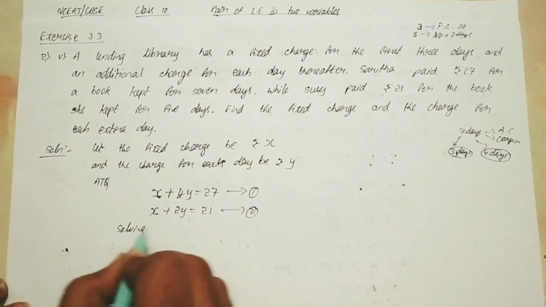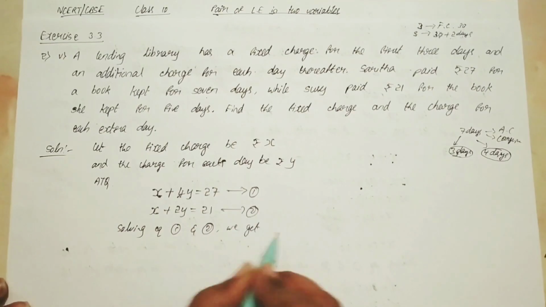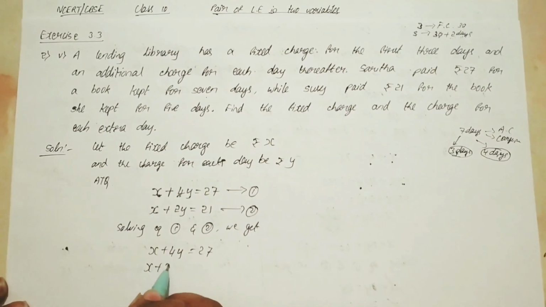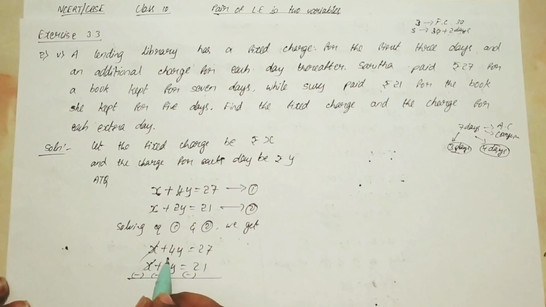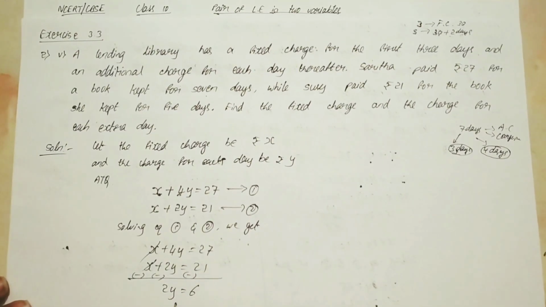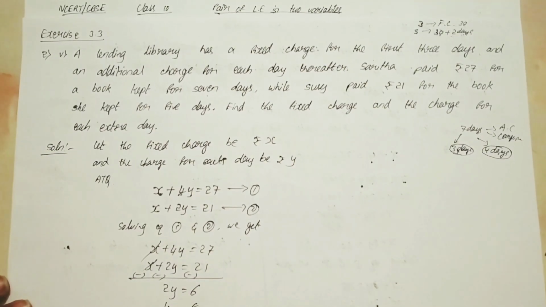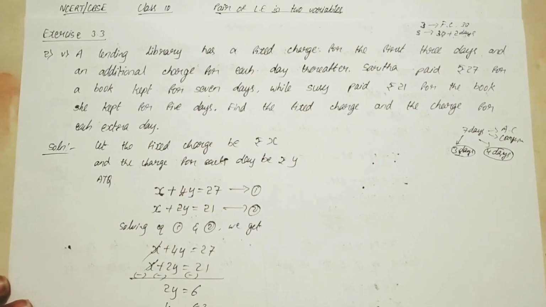Solving equations 1 and 2, we get: what is our first equation? x plus 4y is equal to 27. x plus 2y is equal to 21, right? So here plus, minus; plus, minus; plus, minus. So plus x minus x cancel. Plus 4y minus 2y, 2y is equal to 27 minus 21, 6, right? So 2y is equal to 6. If we shift 2 to the RHS, it goes to the denominator. So 2 ones are 2, 2 threes are 6. So y is equal to 3. This is our value of y.